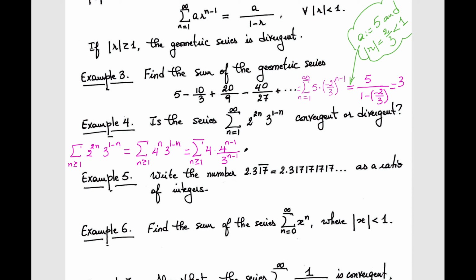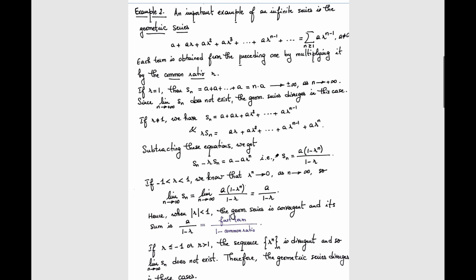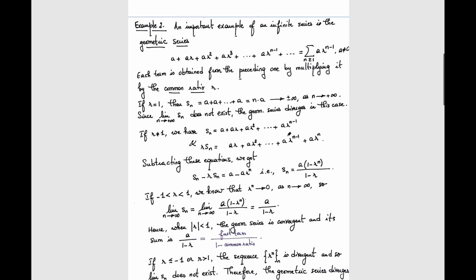So you get this. And it is not hard at this point to see that this is the infinite sum of 4 times 4 over 3 to the power n minus 1, which is exactly as expected. This now looks closer to the geometric series that we defined here. This looks like sigma n going from 1 to infinity of a times r to the power n minus 1, right? Check it.